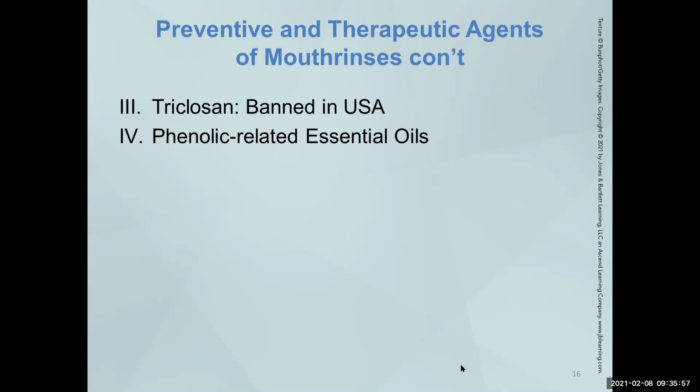Triclosan has been in Colgate Total for years, but it is now banned as of a couple years ago in the United States. Colgate Total has changed the triclosan to a stannous fluoride. Triclosan was getting in the waterways and really disrupting our water ecosystem tremendously. Then there are the essential oils, the phenolic related essential oils. And when we say essential oils, is there a brand that comes to mind? The brand is Listerine. They use essential oils.